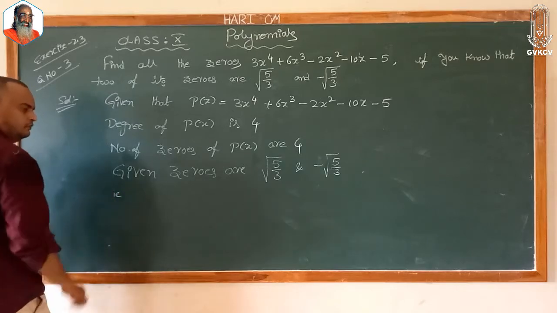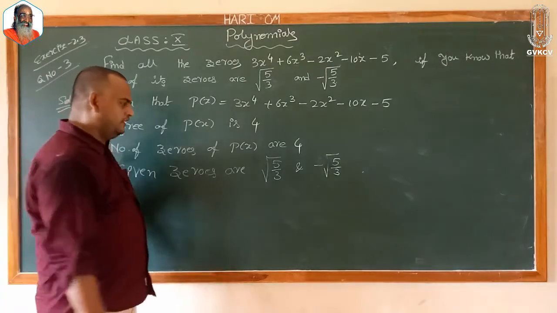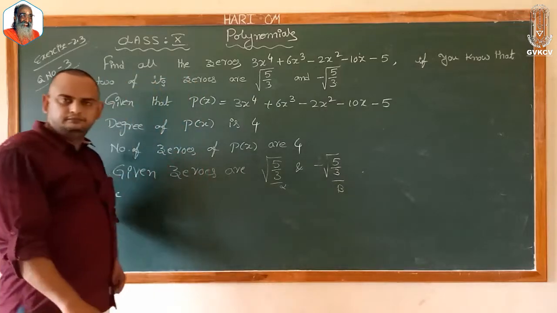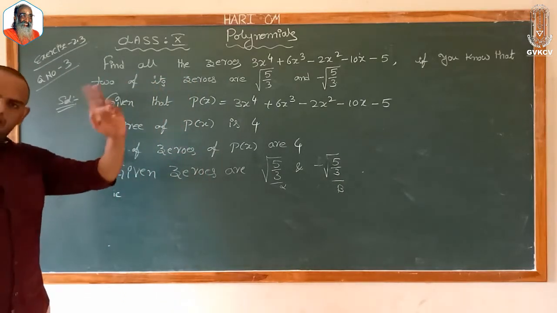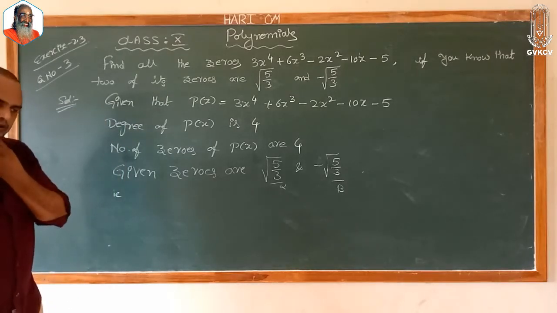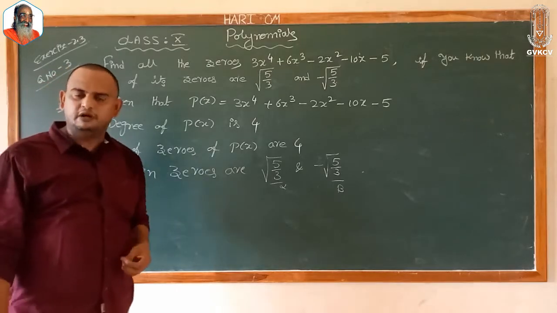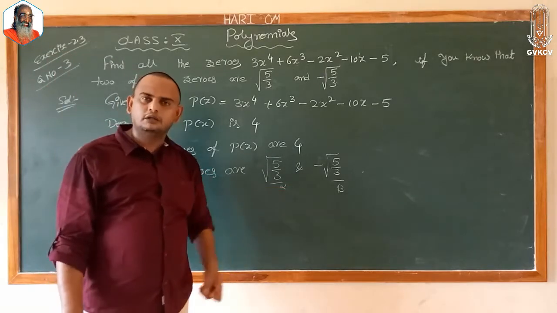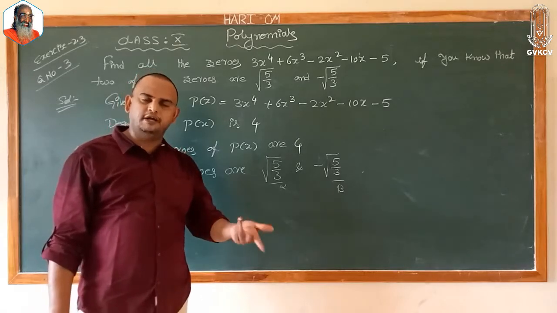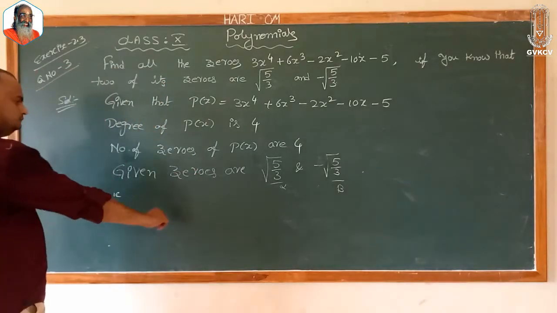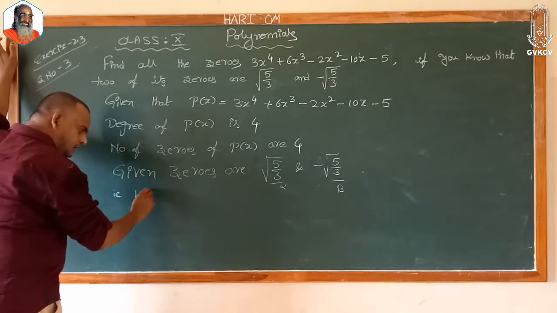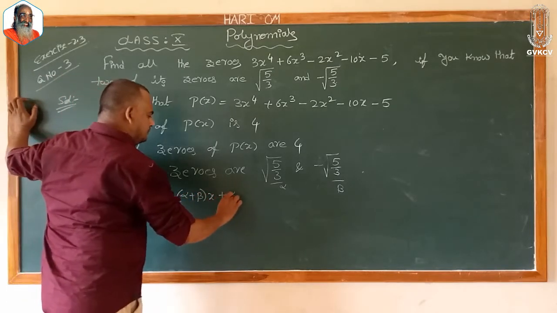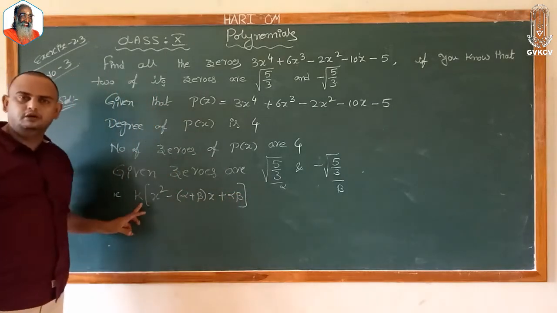When we know, for example, one zero is alpha and another zero is beta. In the initial stage, we had a discussion about one concept. When we know two zeros alpha and beta, how to find the polynomial? When alpha and beta are the two zeros of a polynomial, the polynomial is k into x^2 minus (alpha plus beta) into x plus alpha into beta. This is the polynomial we have.